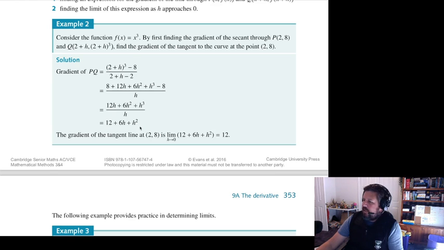Okay, so writing it out in full, you'd say the gradient of the tangent at (2, 8) is the limit as h approaches 0 of 12 plus 6h plus h squared, which is equal to 12. Because essentially what happens is, as h approaches 0, if you put a 0 in there, put a 0 in here, there's nothing, you're just left with the 12.